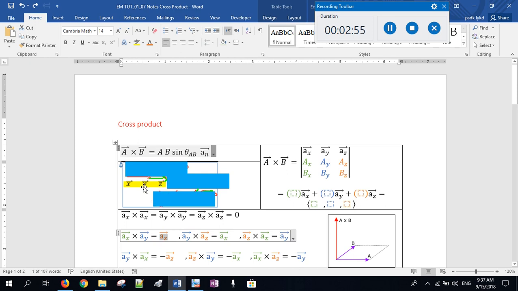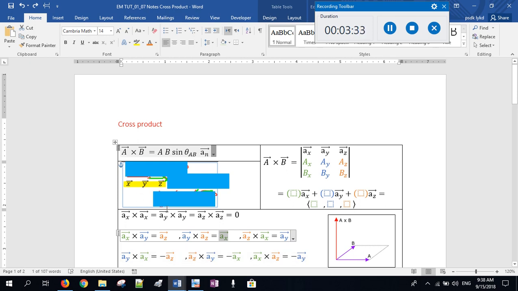Also Y to Z, AY cross AZ will give us the remaining dimension AX. It is positive because we move from left to right. AZ cross AX will give the remaining dimension AY. It is positive. If we move from right to left, AY cross AX will give the remaining dimension AZ, but it is minus. Right to left is minus.